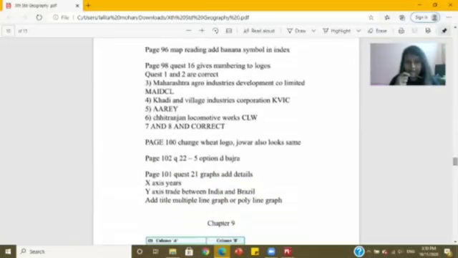Page number 100, wheat logo and Jawar logo look the same. So we will have to distinguish them accordingly. Page number 102, question 22. Fifth option should be Bajra. Page 101, question 21. In the graph details, we have to add x-axis years, y-axis trade between India and Brazil. Also, we will have to add the title of the map as line graph or polyline graph. So this was from chapter number 8.